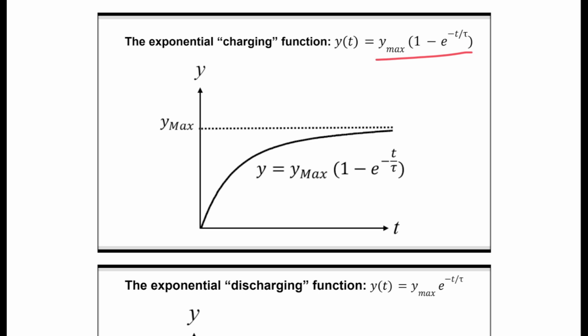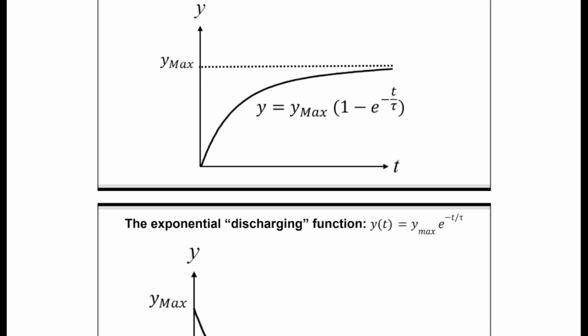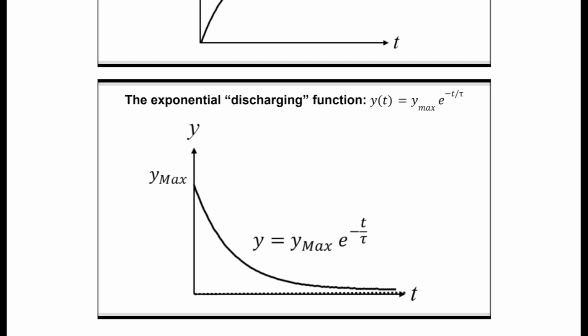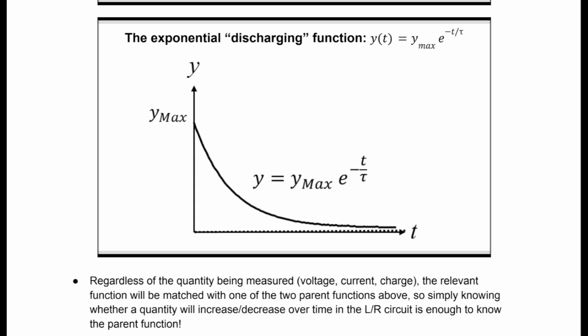But at the time, I call this one the charging function, where we have some curve that starts at 0 and it approaches some maximum value. So we have the max value times the quantity 1 minus e to the negative t divided by tau. And then I call its counterpart the discharging function, where we start at a maximum value and decay to 0. And all of these graphs will look like this.